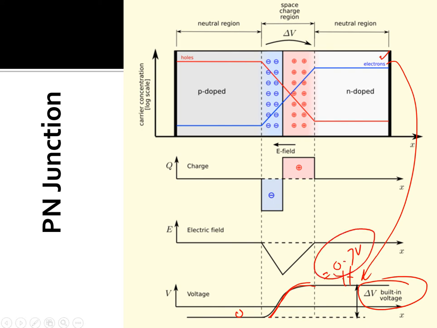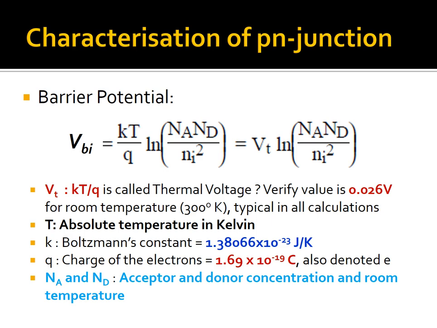That is for silicon. But how can we actually determine this barrier potential value? It depends on the properties of the chosen semiconductor material. Which kind of semiconductor material are we choosing? What is the concentration of the acceptor ions? What is the concentration of the donor ions? What is the intrinsic carrier concentration? It will depend on all these parameters. So this is the formula for the barrier potential.